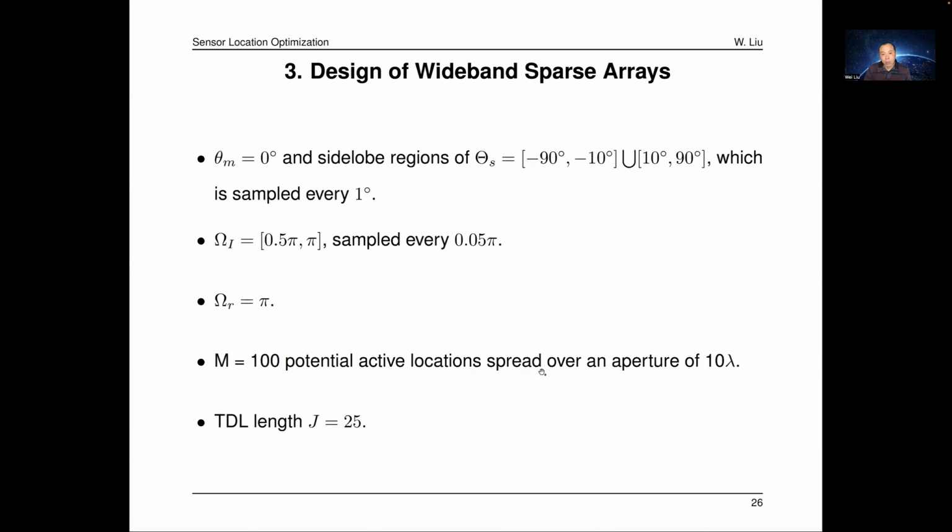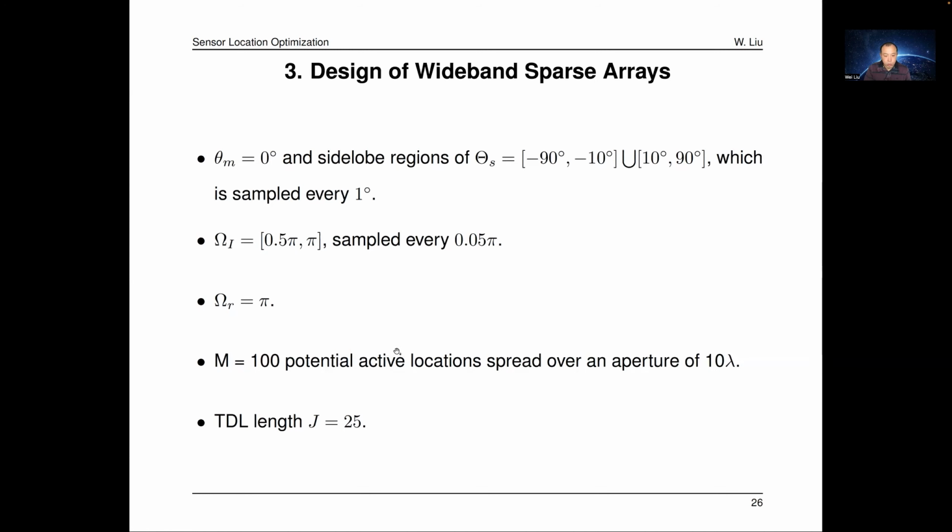Okay, now here are some design examples. Okay, first is a broadside main beam. So this main beam is 0 degrees. It's broadside. You have saddle region. The normalized frequency range of interest is from 0.5 pi to pi, and the reference frequency is pi. This is the reference frequency for calculating the response variance.